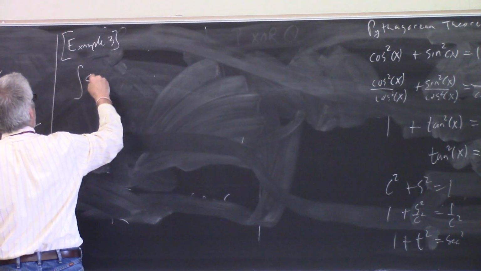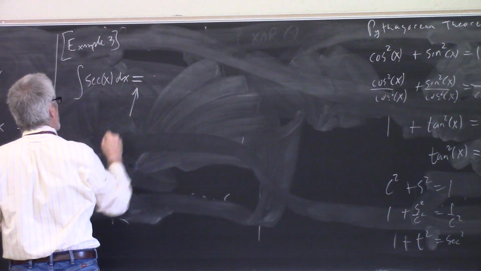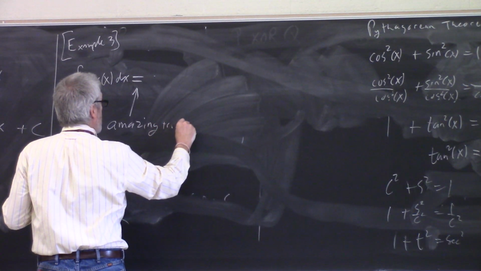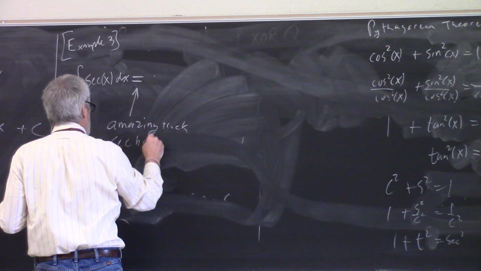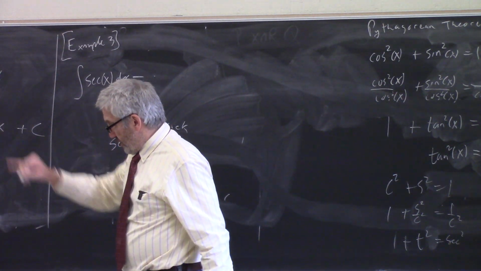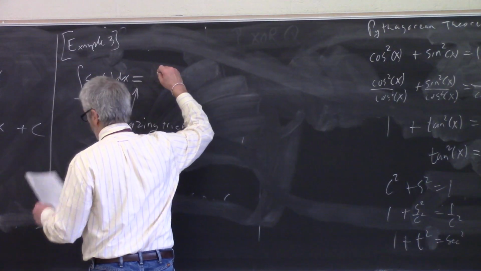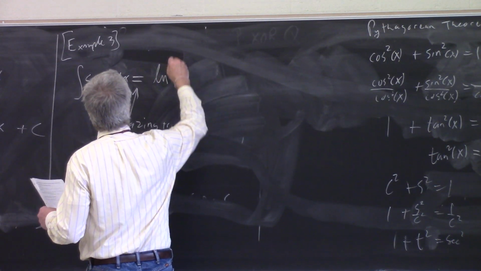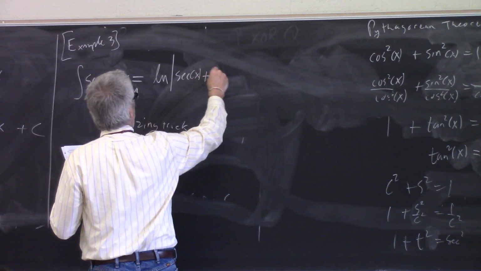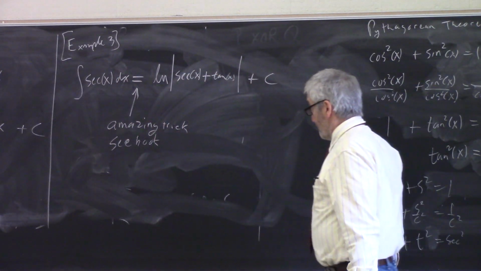The integral of secant x equals, well, there's an amazing trick. See the book. In the end, you do a u substitution like you did for the integral of tangent of x, but not until you've done a trick first. And so the result ends up being ln of the absolute value of secant x plus tan x, plus c.